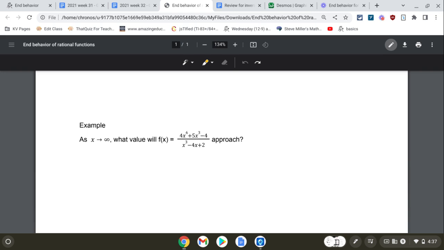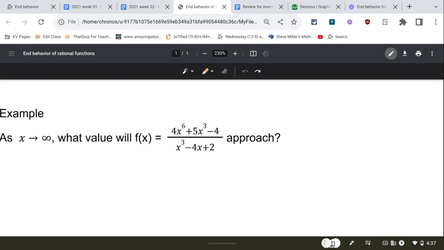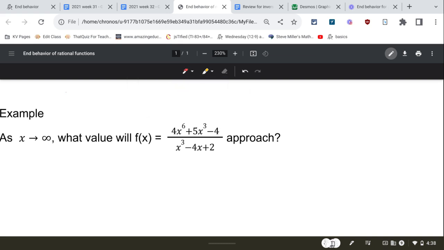Okay. So as x approaches infinity, what will the value of this rational function be? Okay. So for large values of x, again, you can kind of ignore these pieces right here and just focus in on 4x to the 6th over x to the 3rd. Okay. Now what this is going to become is 4x to the 3rd, because 4 divided by 1 is 4, and then you cancel the 3 x's from below with 3 of them up top.